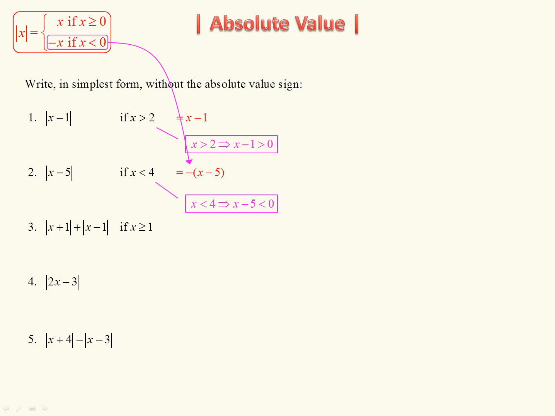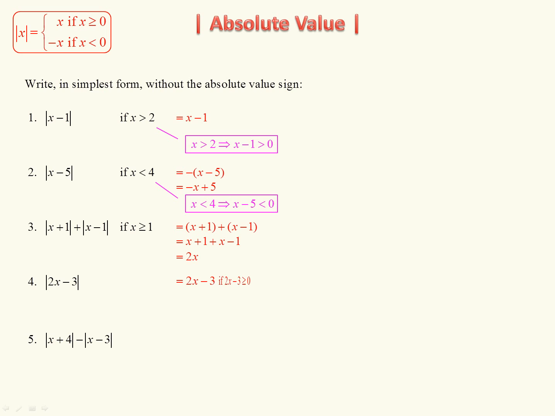In this next case, if x is greater than or equal to 1, then both of these will be positive. So therefore, we just have the brackets, simplifies. Now in this case here, we are not given a condition, which means you've got to bring up the conditions. There they are, you have to bring up the conditions. If 2x minus 3 is greater than or equal to 0, if 2x minus 3 is less than 0.